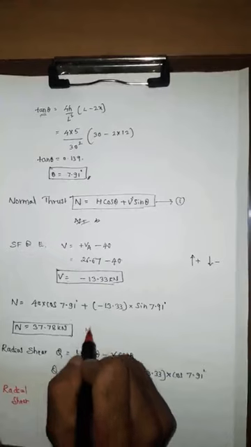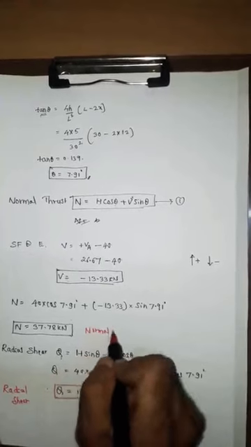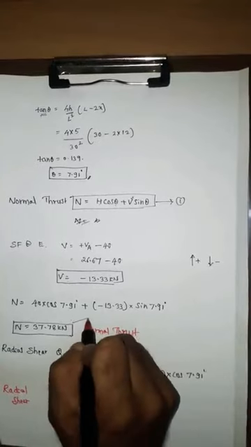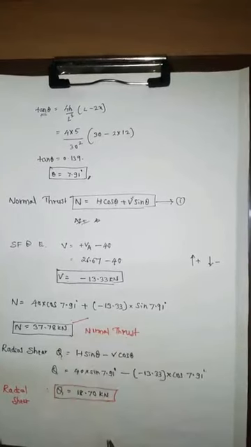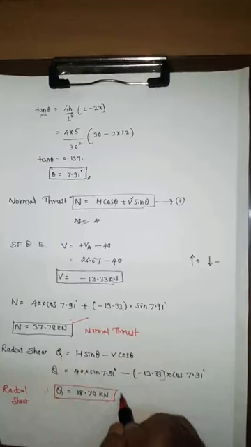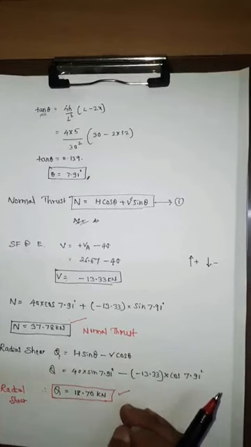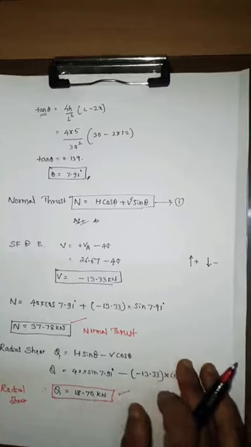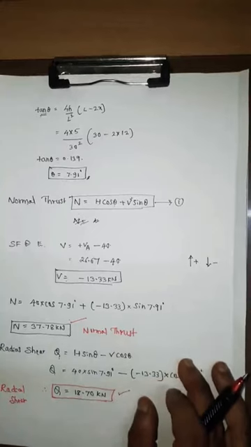And this is the normal thrust. So normal thrust is 37.78 kilonewton, radial shear is 18.70 kilonewton, and in the first step we have already found out the reactions, all the four reactions. This is the analysis of the arch. I hope you understood this problem.